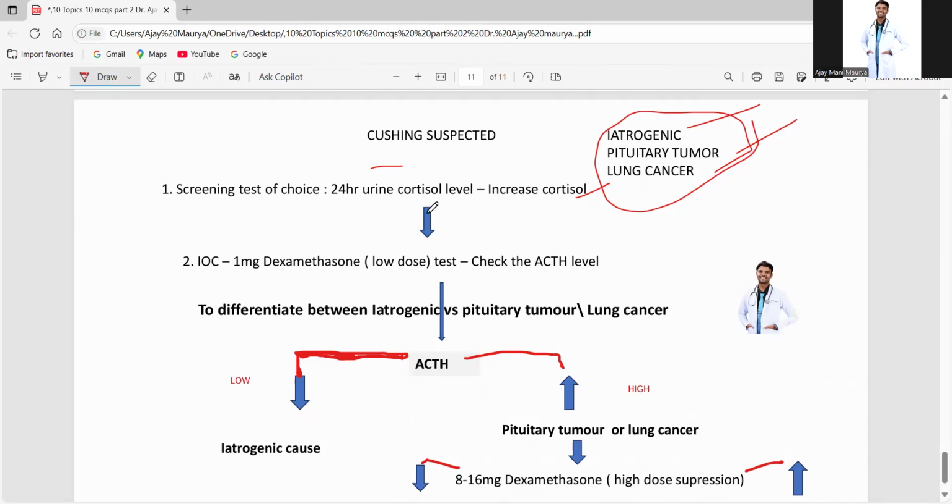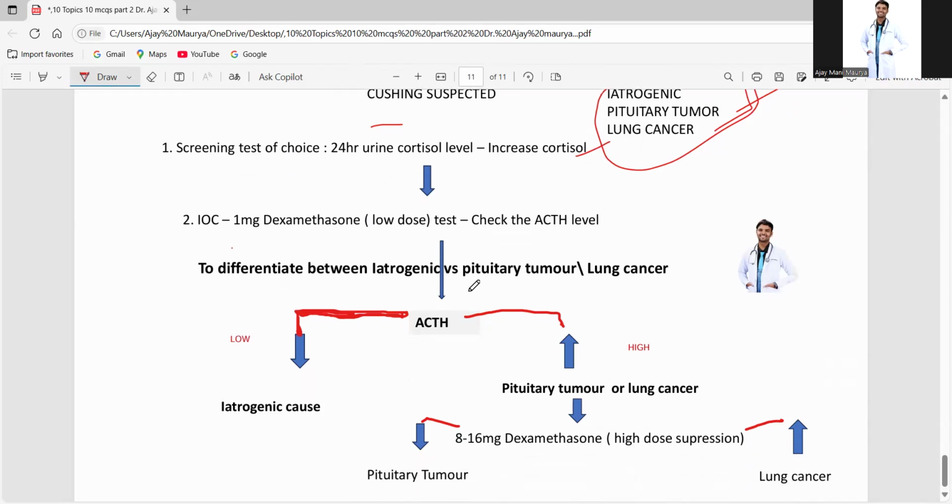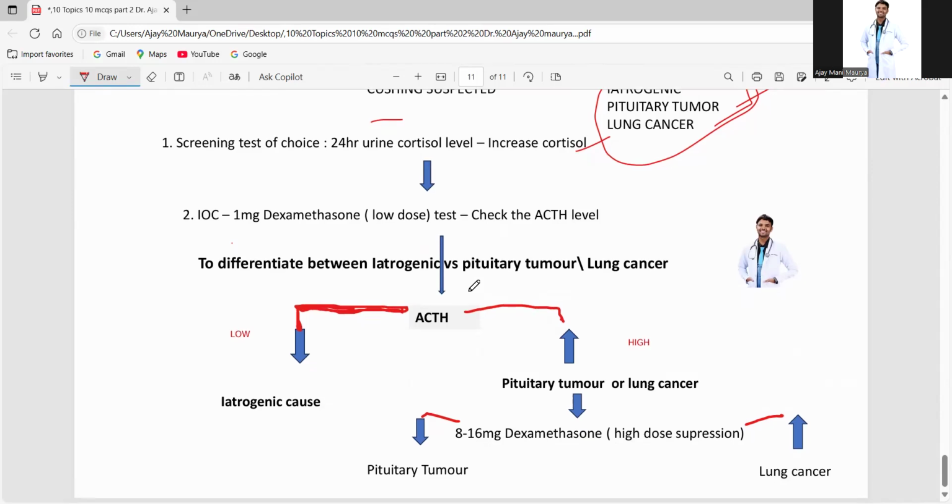The next one is the low dose dexamethasone test. It means we give a 1 milligram tablet to the patient in the morning, and you have to check the ACTH levels. We do the low dose to differentiate whether it is an iatrogenic cause, pituitary tumor, or lung cancer. See, if the ACTH level is low, it means it is the iatrogenic cause.